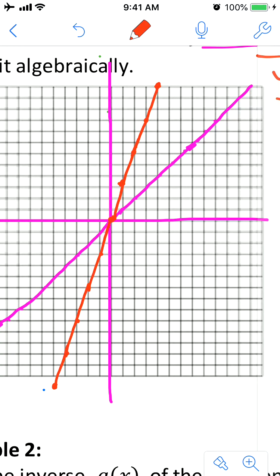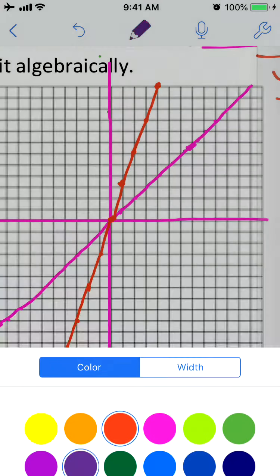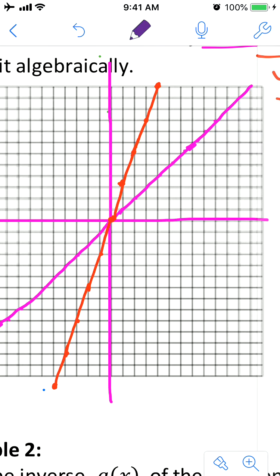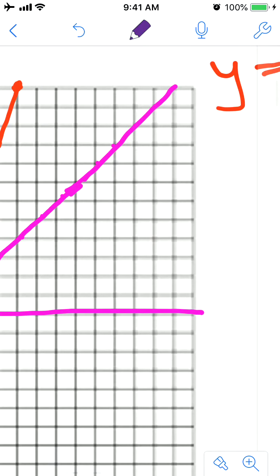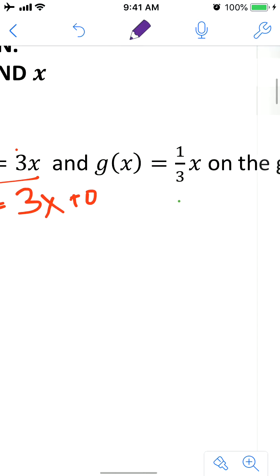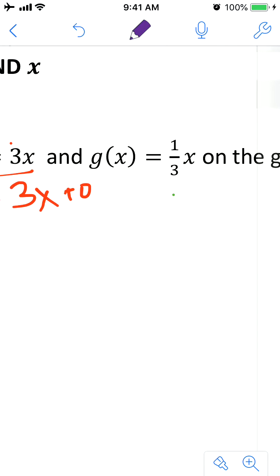All right, now let's take a look at the other line, or the third line they want us to graph, right? Because technically the y equals x is the first. The third line is g of x equals 1/3 x. All right, but again, the g of x can be replaced with y. And this is virtually the same thing. It just has a slope of 1/3, not 3/1.